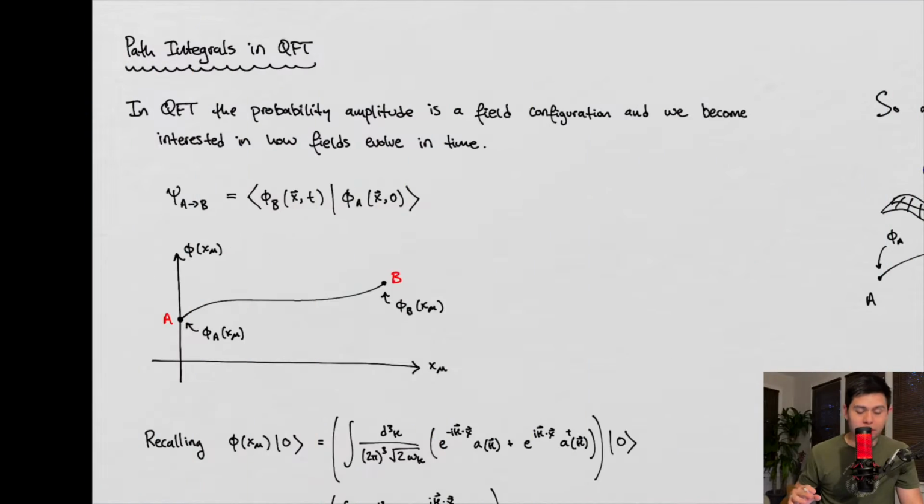Let's get into the material now. So we're talking now about path integrals in QFT. Specifically, we're going to be talking about field configurations and how they evolve according to our path integral formulation. So we're going to start off, again, in QFT, the probability amplitude is a field configuration, and we become interested in how fields evolve over time. So we're not talking about how states evolve over time. We're talking about how field configurations evolve over time.